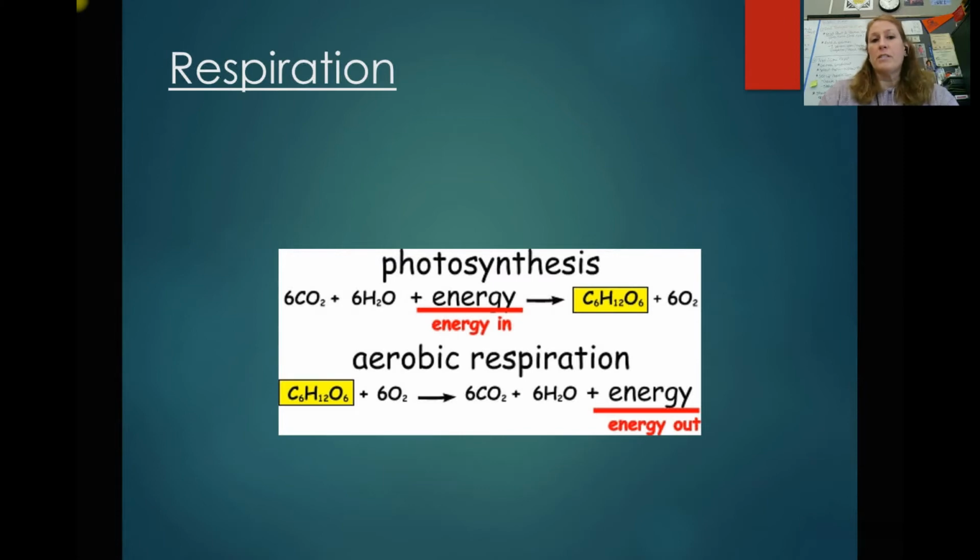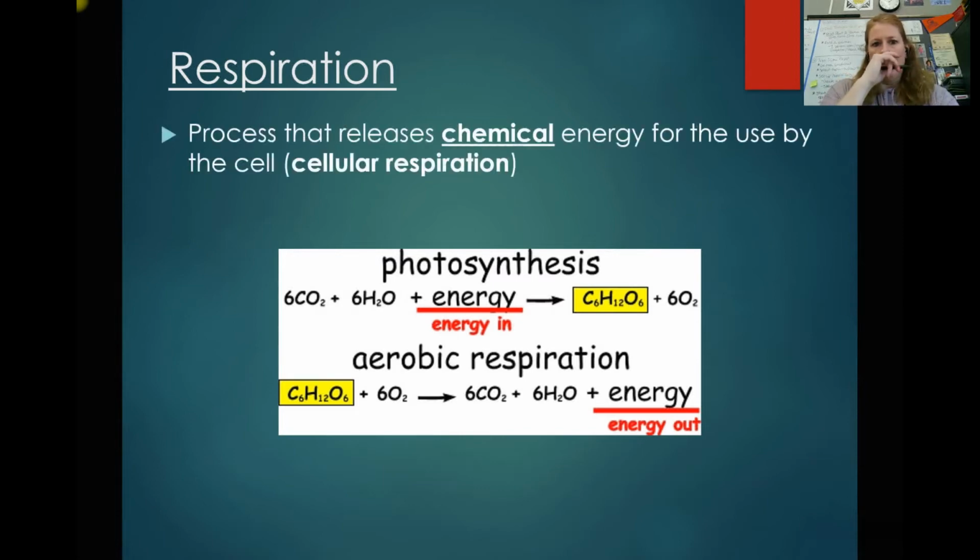So cellular respiration, let's take a look at the definition. It is the process that releases chemical energy. And in this case, the chemical energy is going to be glucose. The glucose that we acquired from eating a plant, and then we are going to burn that sugar in addition to the oxygen that the plant gives off.